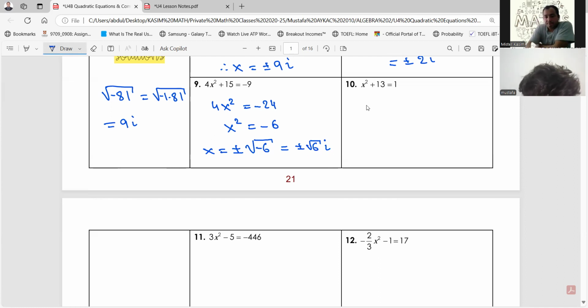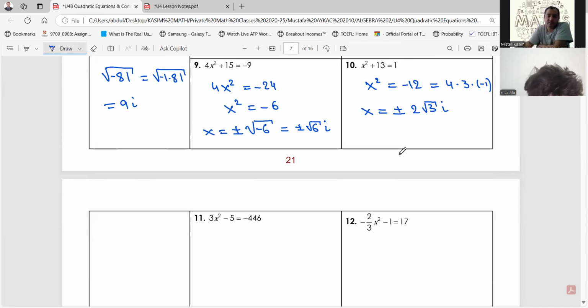Minus 14 from both sides. x squared equals negative 12. x equals square root of negative 12, which I can write as 4 times 3 times negative 1, right? Now, if we just take the square root, what is x? x equals plus minus 2 times the square root of 3 times i. That's it. Okay.